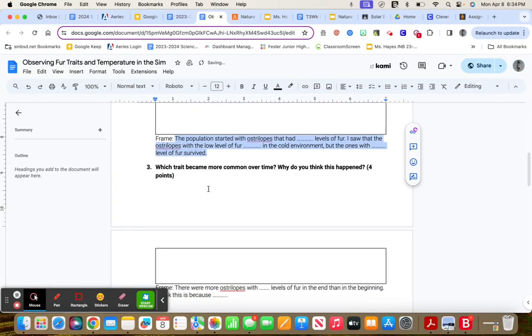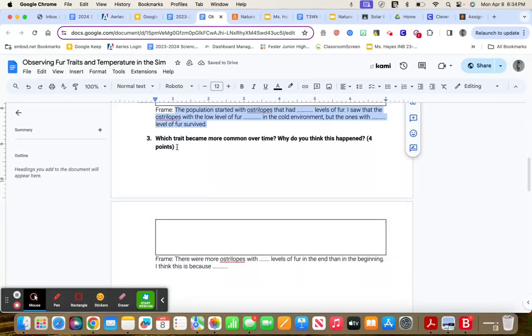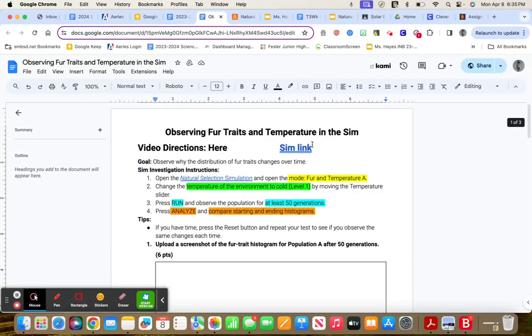Okay, put it back there before I forget. And then which trait became more common over time and why do you think that happened? So there are more Australopes with what level traits, which levels, than in the beginning. I think this happened because. Why do you think that happened? Remember, think about what it started with and what we changed. It started with a hot temperature at that level 8, and we made it to a level 1. All right, those are the directions.